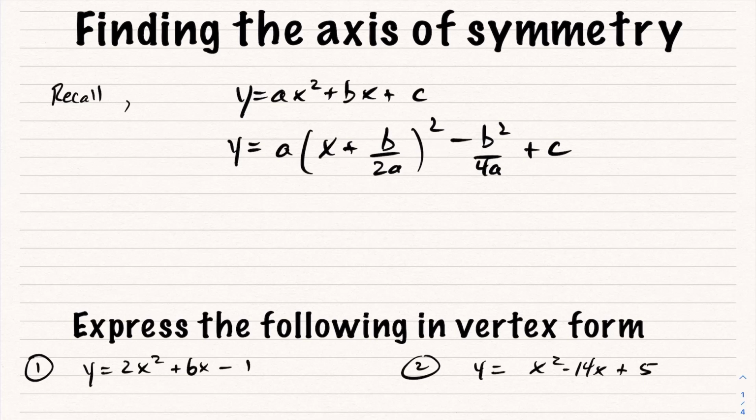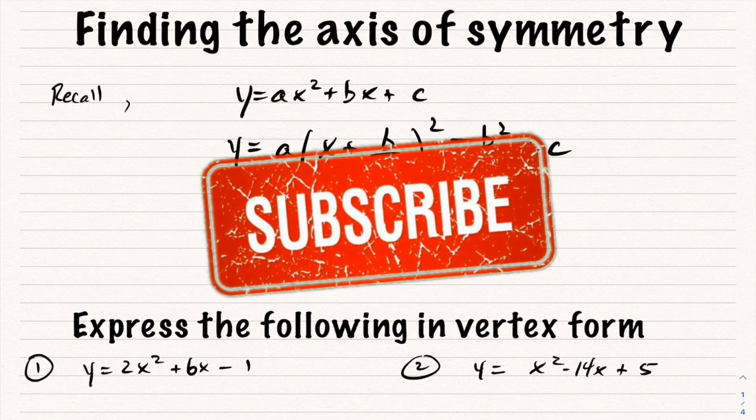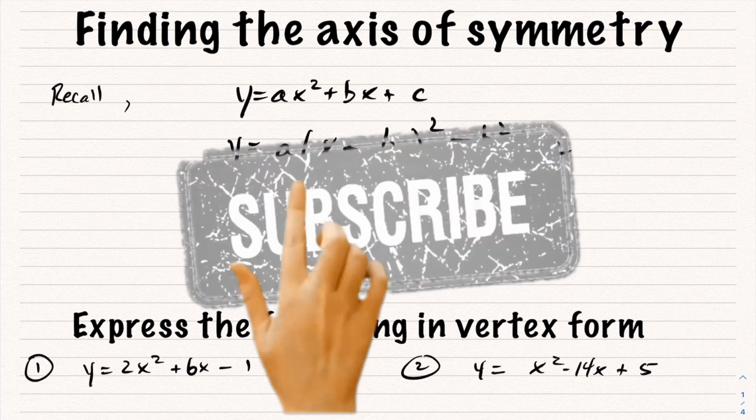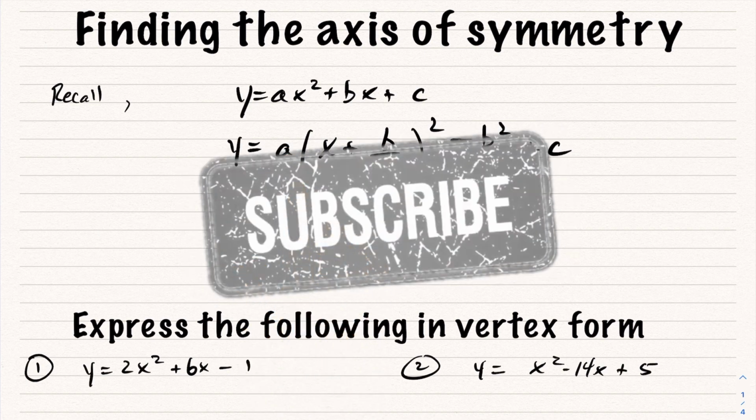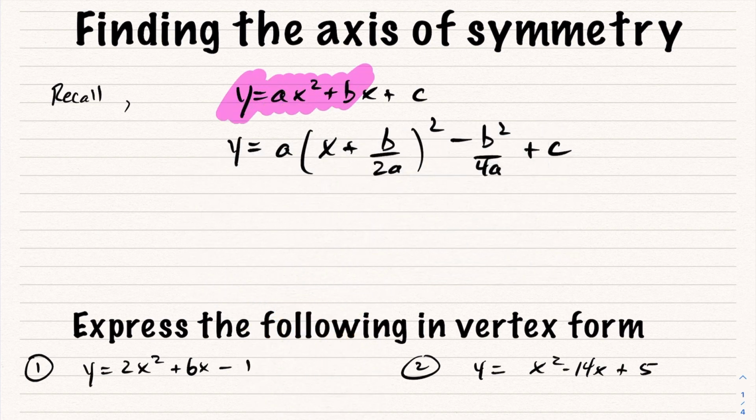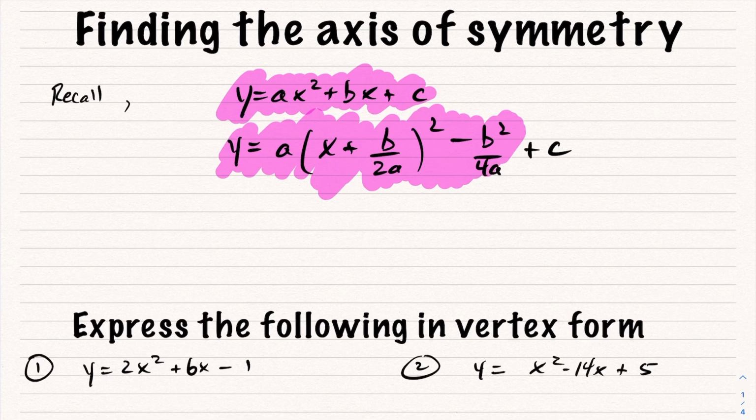In today's lesson, we're going to be finding the axis of symmetry. If you recall, when we were proving the quadratic equation, we actually proved that if you have a quadratic in standard form, as you see here, we were able to express it in vertex form in this manner. That was about midway through the proof of the quadratic equation, but this is a very interesting result.